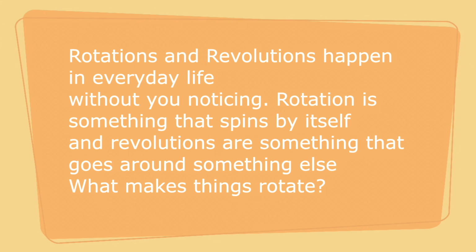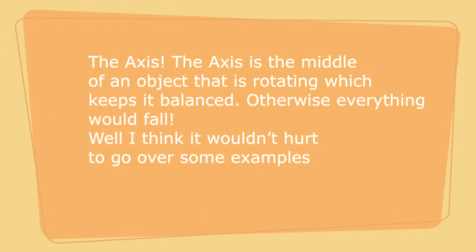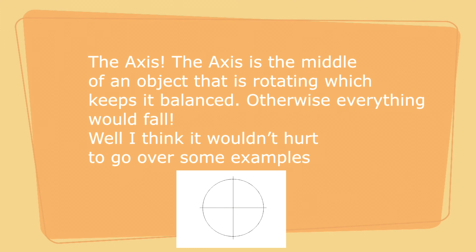What makes things rotate though? The axis. The axis is the middle point of an object that is rotating, which keeps it balanced. Otherwise, everything would fall. Well, I think it wouldn't hurt to go over some examples.